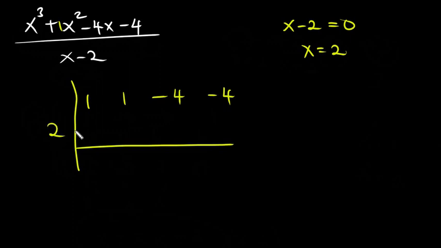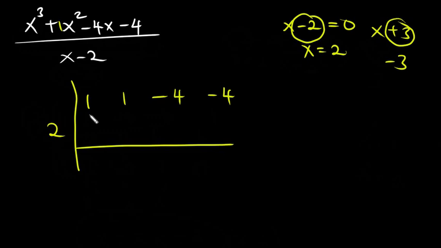Or simply, you can just take this value and change the sign. If it's a negative, you make it positive, and vice versa. So if it would be x plus 3, we could divide by negative 3. You just change the sign of this part. So for this case, we're going to divide by 2.